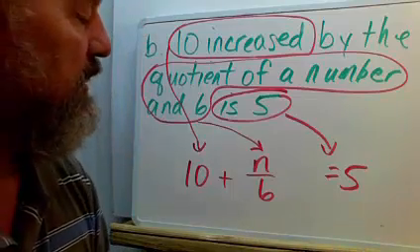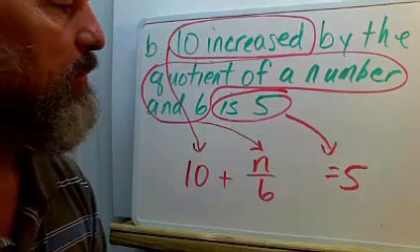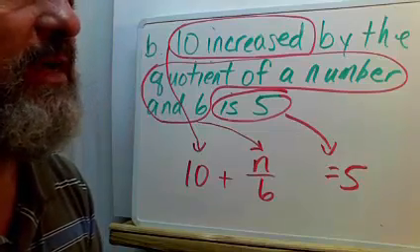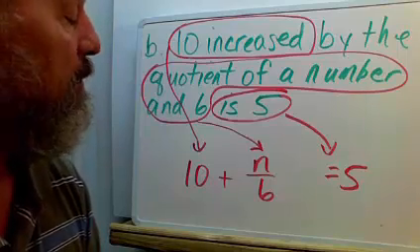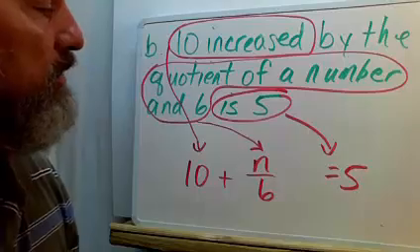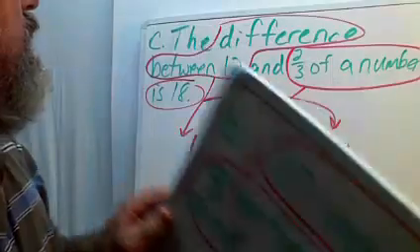In multiplication and addition, order does not matter. 6 plus 5 is the same as 5 plus 6. 5 times 6 is the same as 6 times 5, but not in the case of division or subtraction. So be careful, make sure you have it correctly.